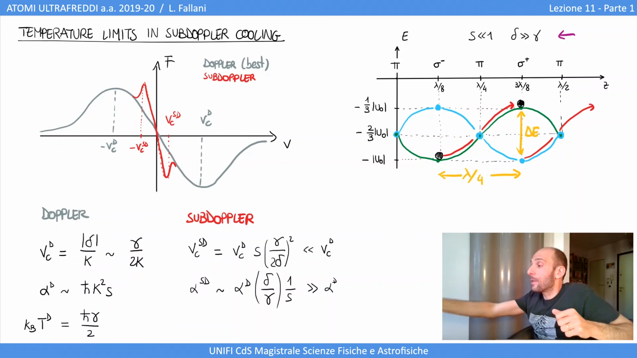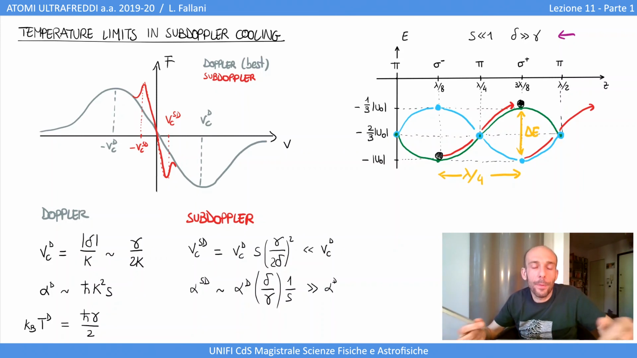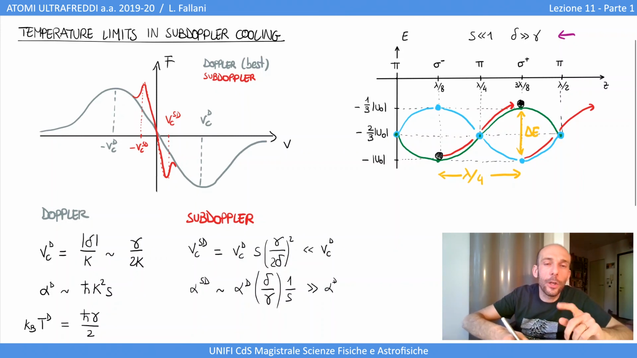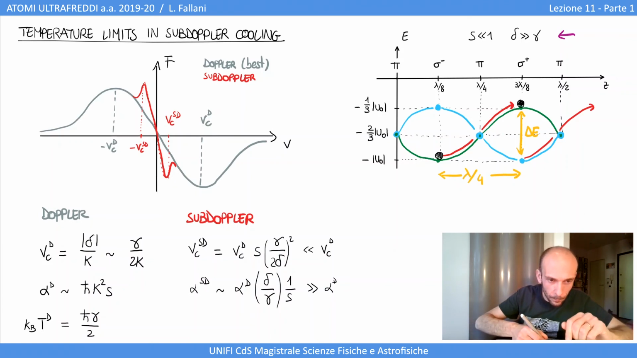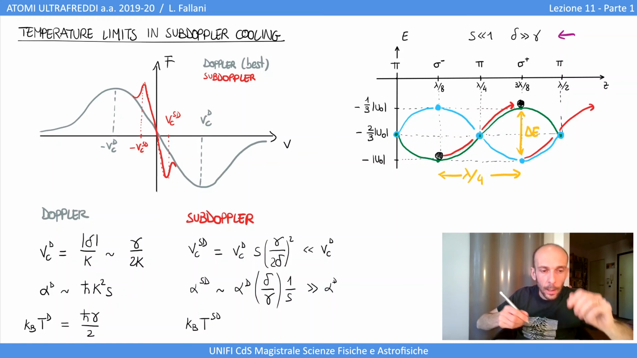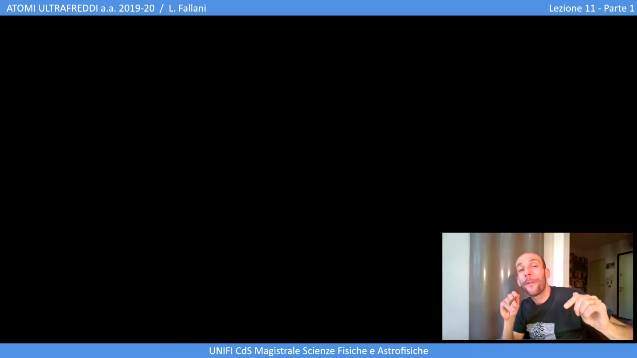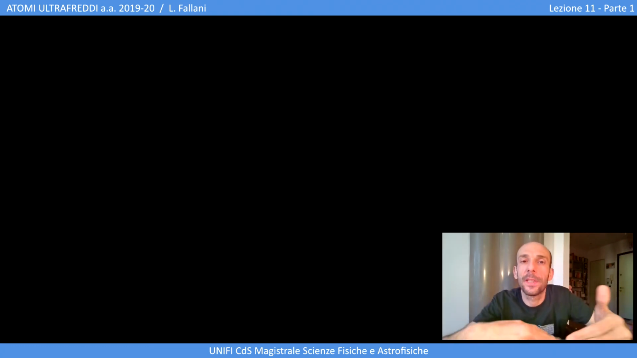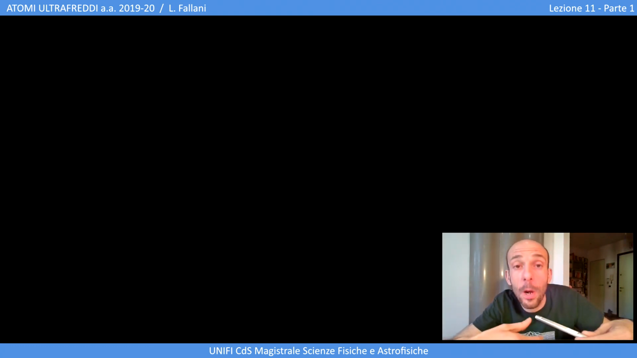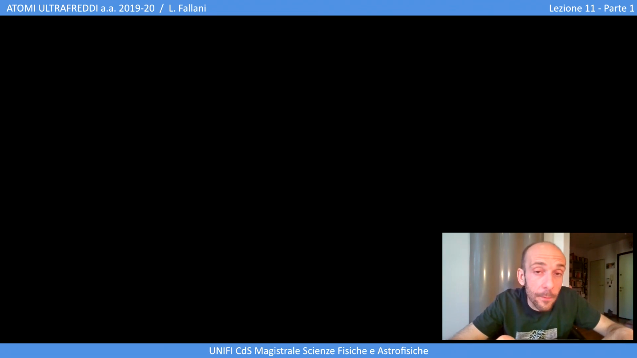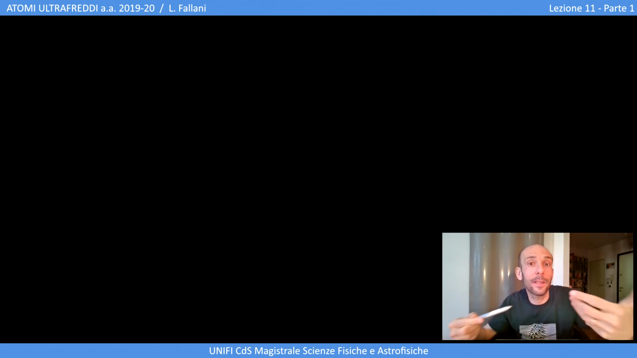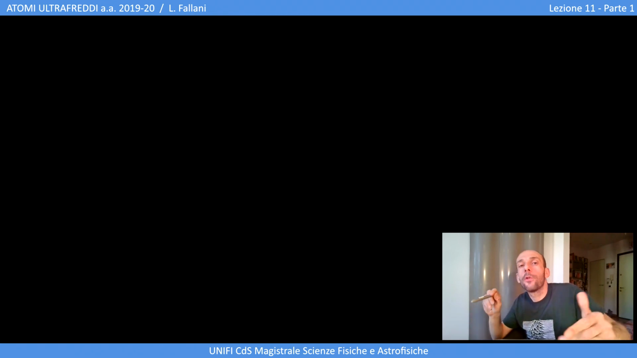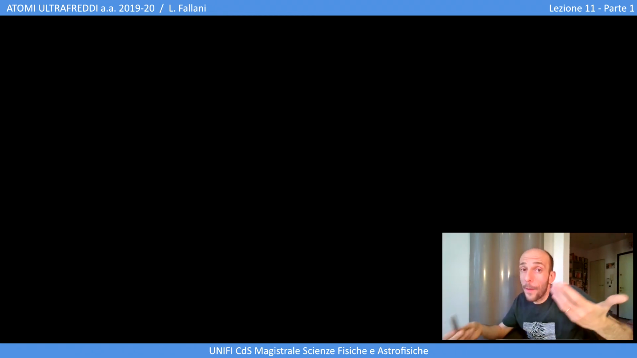Now, of course, we have to complete this table, putting the value for the subdoppler temperature. And actually, the calculation is not as easy as what we did in the case of Doppler theory, so I will not repeat that. As in the case of Doppler theory, you expect that this kind of cooling process will arrive at some steady state, and this steady state distribution of velocities will be connected to a kinetic temperature, the subdoppler temperature, and this value will be determined by the balance between two effects.